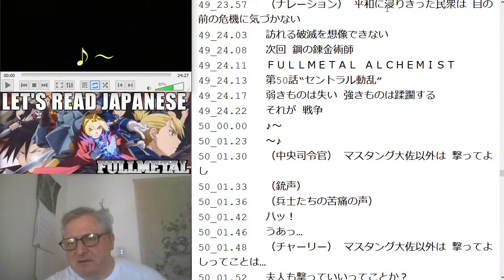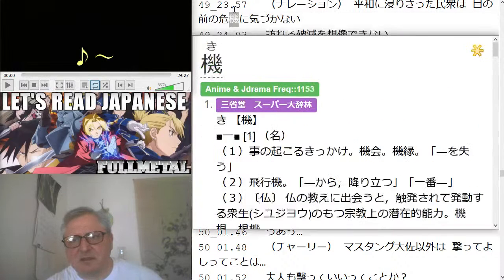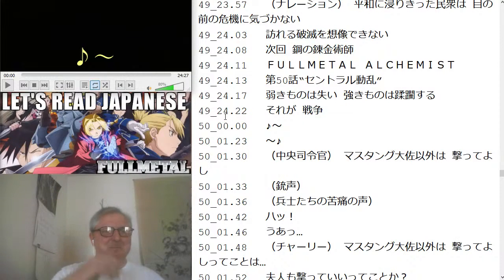Let me see that word again here. Hitari. 平和に浸りきた民衆は目の前の危険に気づかない。So yeah, people who have only known peace won't notice the danger in front of them. I think it's not necessarily denial, just not comprehension. Like you just don't fully comprehend what's about to come down, and I'm guilty of that.